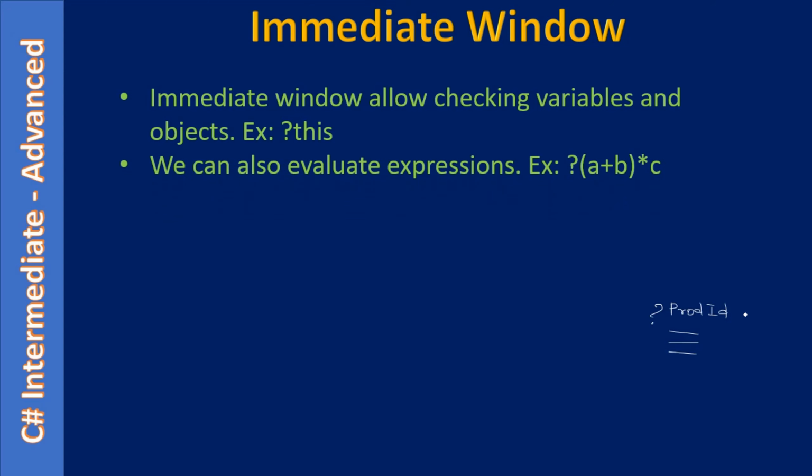You can also evaluate an expression, as you see here, a plus b into c. Suppose a is holding the value 5, b is 1 and c is -1, then the expression will be a plus b equal to 6, then into c. So you will get -6 here once you hit enter. Here also, after typing this, you have to hit the enter button.